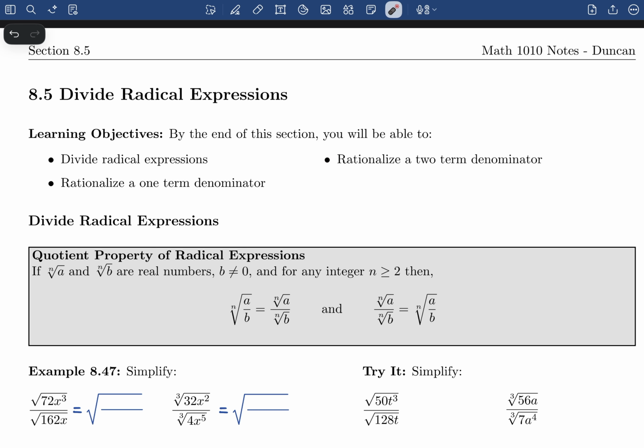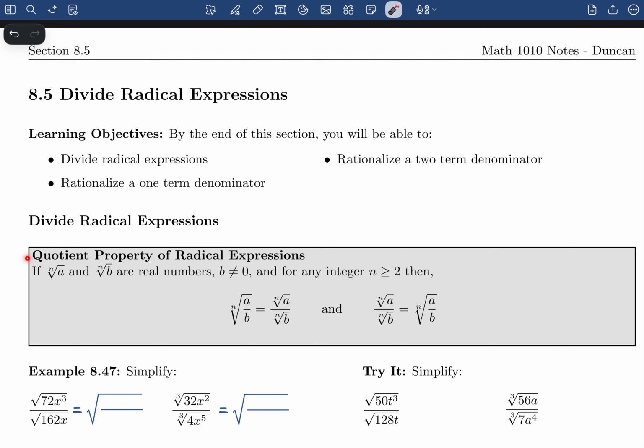Now, in the previous lesson, 8.4, we talked about adding, subtracting, and multiplying radical expressions. So it makes sense that we would then focus on dividing, right? All four operations: addition, subtraction, multiplication, and division. And in fact, we've already talked about a property called the quotient property, and that property will be very helpful. We learned about it in section 8.2.